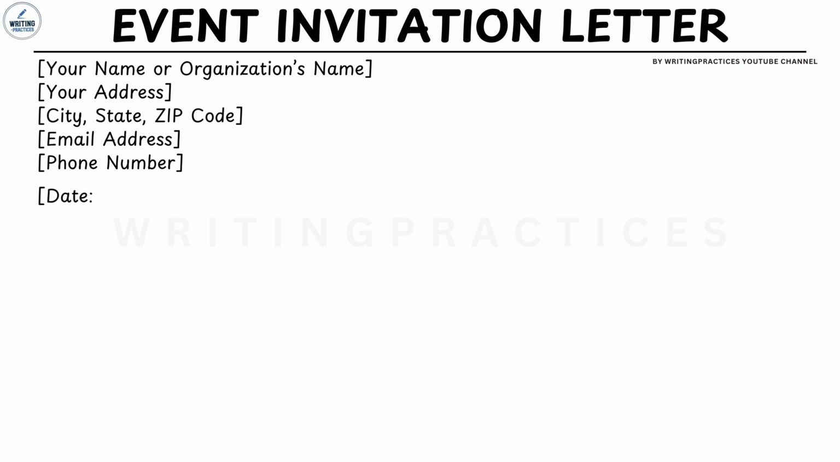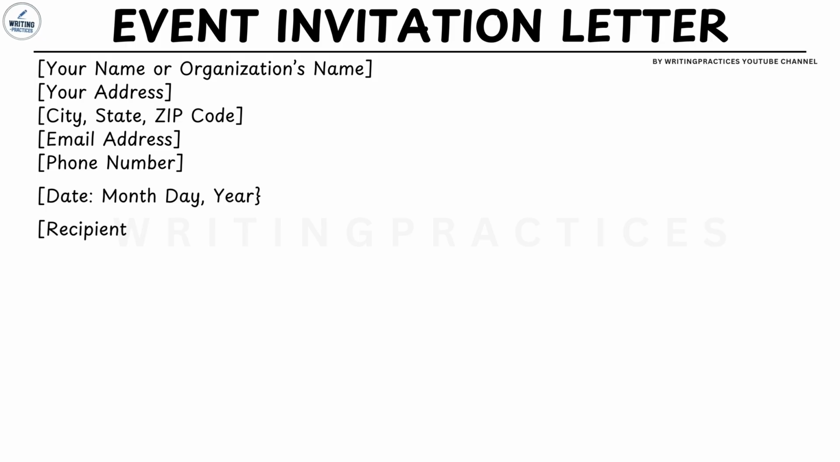Date. Next comes the date. This indicates when the letter was written, which is especially important for time-sensitive invitations. Simply place the date directly beneath the sender's information. For example, date: December 15, 2024. Be sure to use the appropriate format for your region, whether that's day, month, year, or month, day, year.